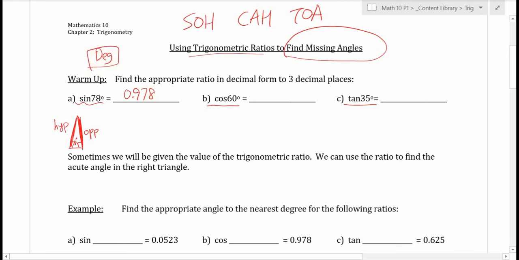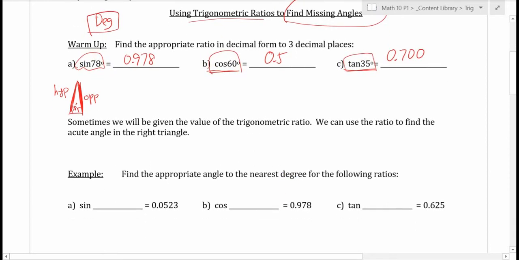So 0.978. And if you do the same thing for the next two, you should get 0.5 here, and tangent 35 gives you 0.700. Okay, so again, sine is opposite over hypotenuse, cosine is adjacent over hypotenuse, and tangent is opposite over adjacent side. So that's, again, given the angles, we can find the ratio of the sides.